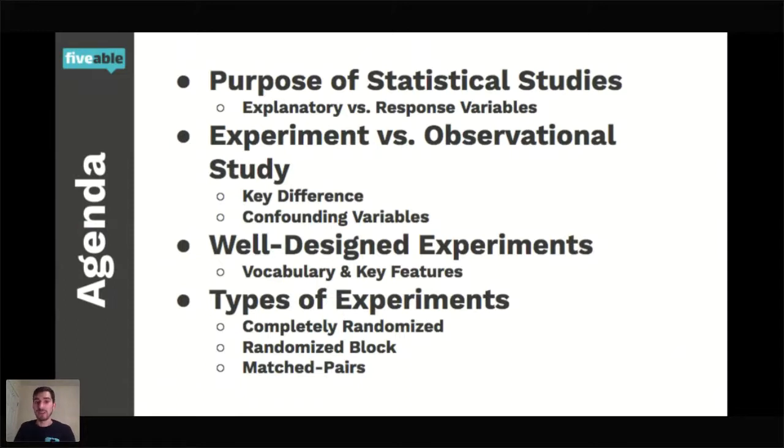If we do a well-designed experiment, there's a whole bunch of things we need to have. Comparison, replication, we could potentially use blinding, we might use a control group, we might have a placebo, and there's a lot of vocab terms that we need to make sure we're familiar with. And then the different types of experiments, completely randomized, randomized block, matched pairs. They have their pros and cons, but it's important that you know which type is which.